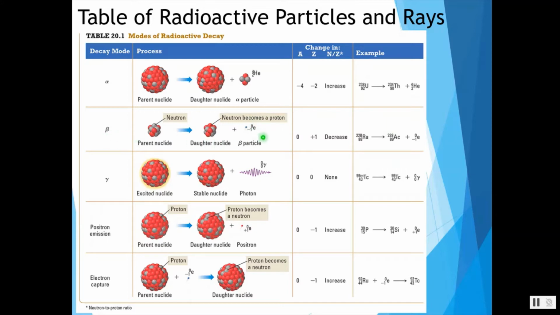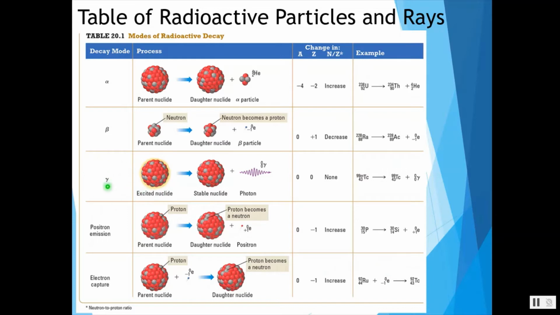Beta particles can not only be emitted, but they can also be absorbed by the nucleus. So a low-lying, low-energy electron can be absorbed by the nucleus, and when that happens, a proton becomes a neutron. So we lose a proton, yet again, the number of nucleons, which is protons and neutrons, remains the same.